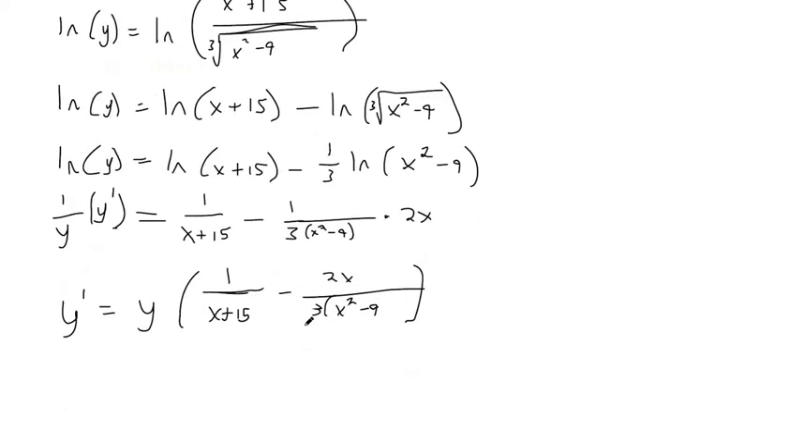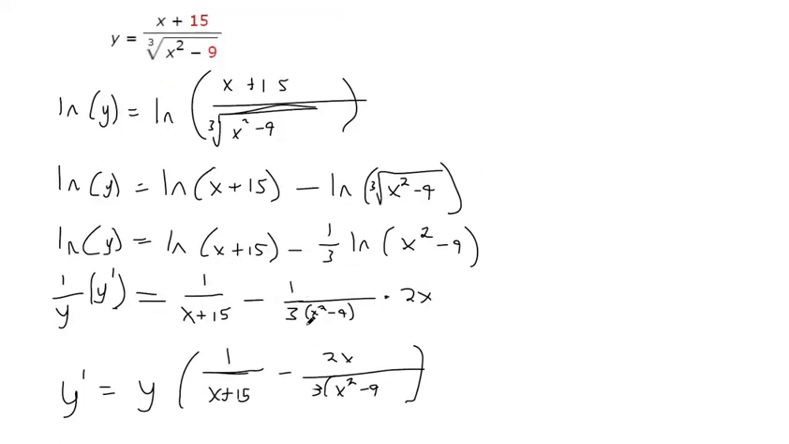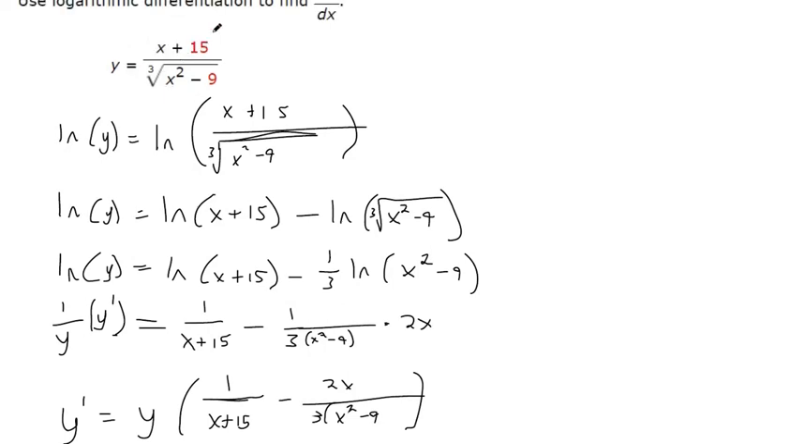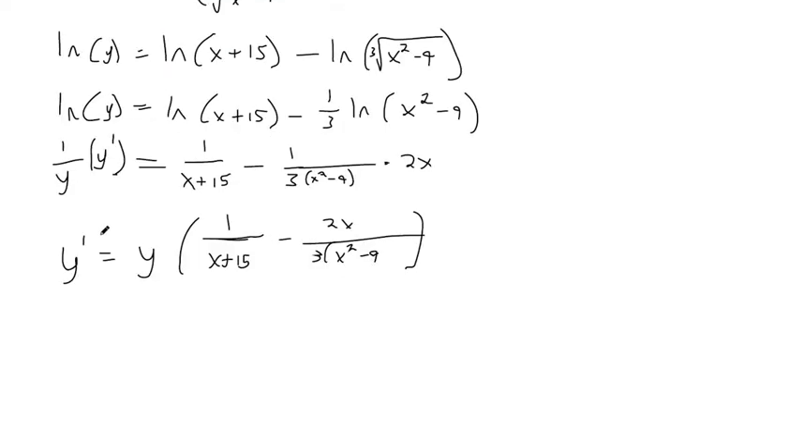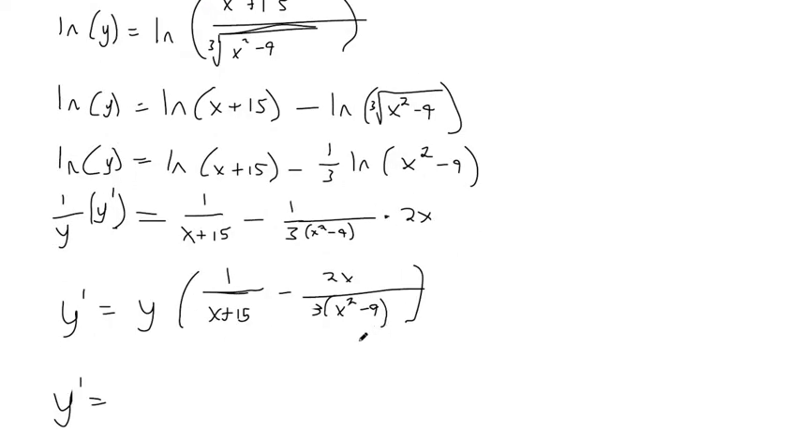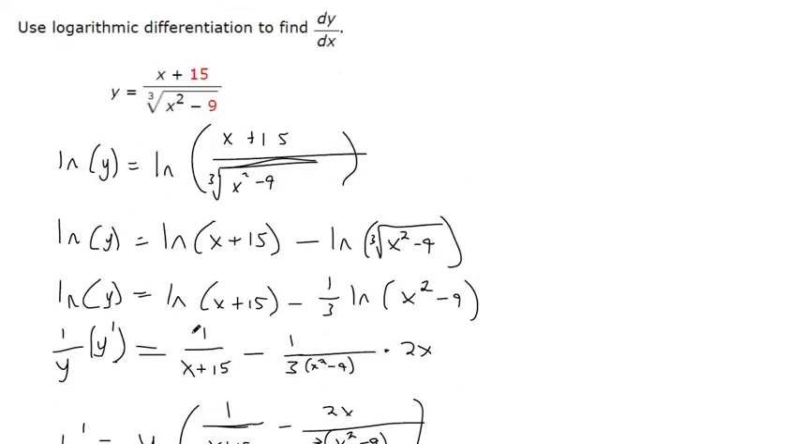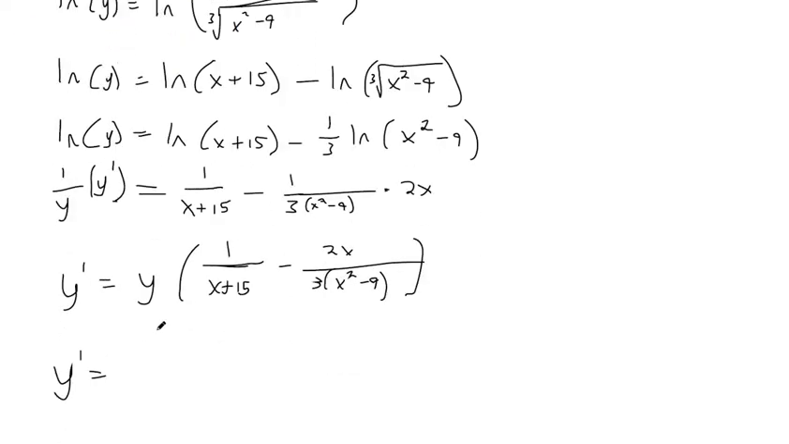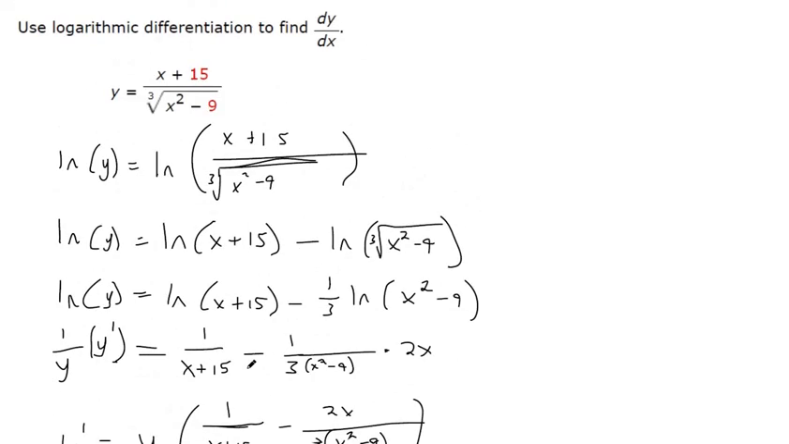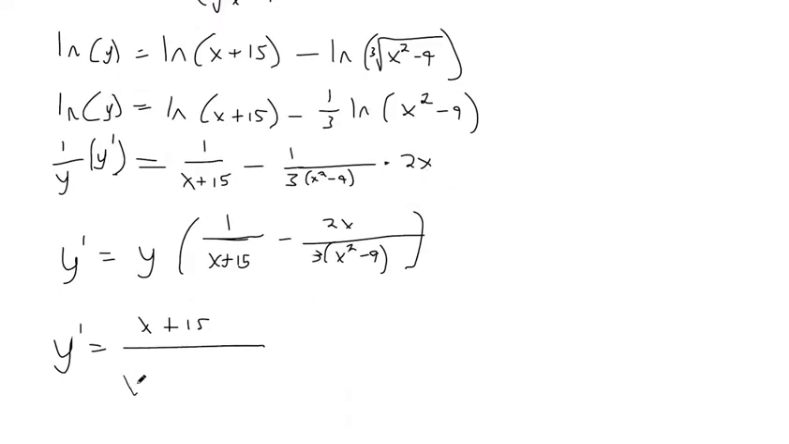But we want things in terms of x, and we can do that because we know what y is. Back up here it says this is what y is equal to. So we can plug in, sorry, there's supposed to be a parentheses there. We can plug in our original function in for y, x plus 15 over cubed root of x squared minus 9. That's getting multiplied to all this stuff inside parentheses here.